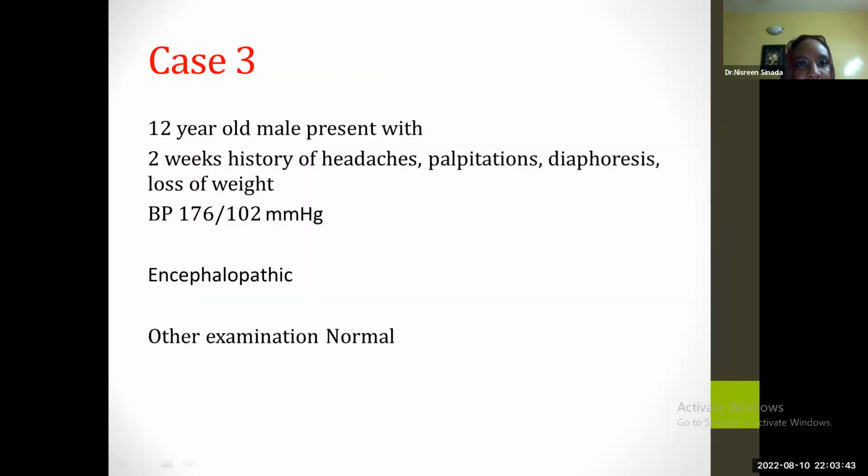Case 3, this is a 12 years old child. This is a 12 years old child presenting with 2-week history of headache, palpitation, diaphoresis, loss of weight, and the blood pressure 176/102, encephalopathic, and other examination is normal. What is your thought? Anyone can write in chat box.